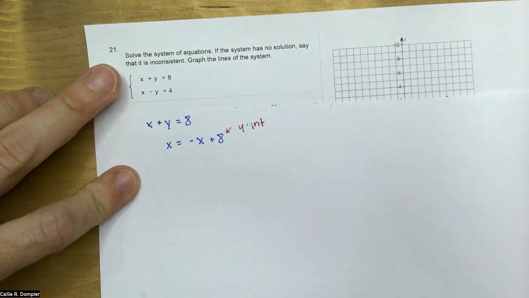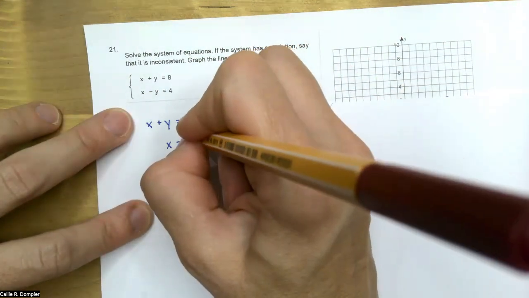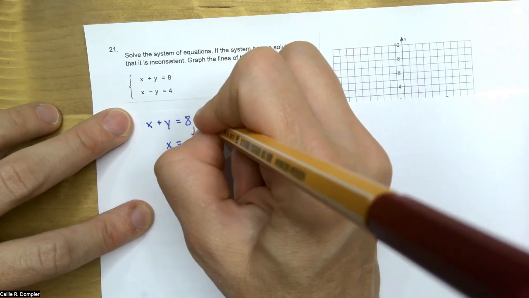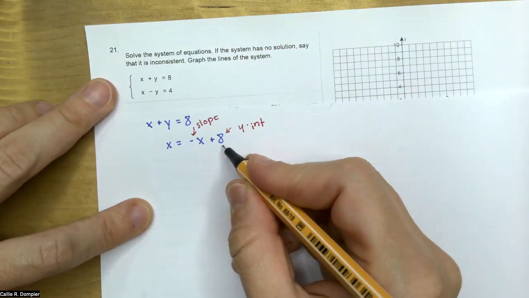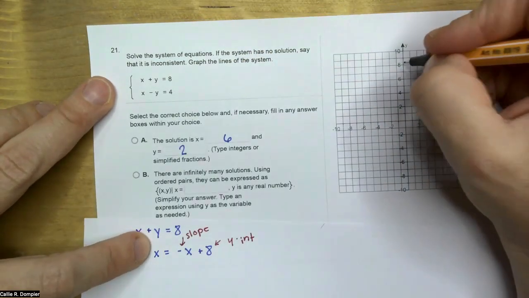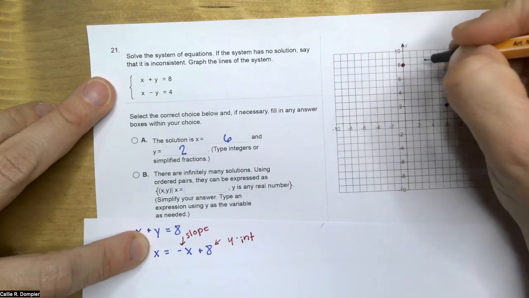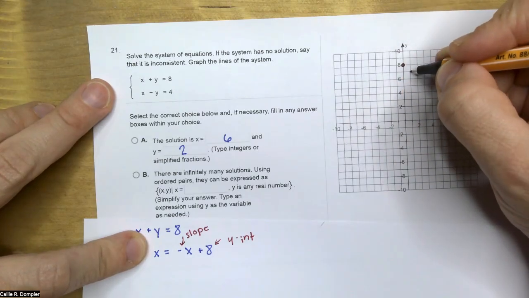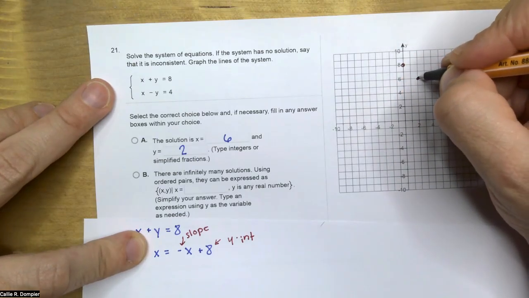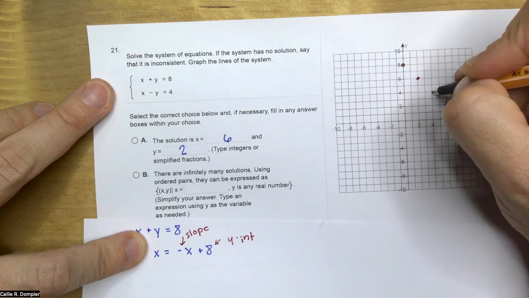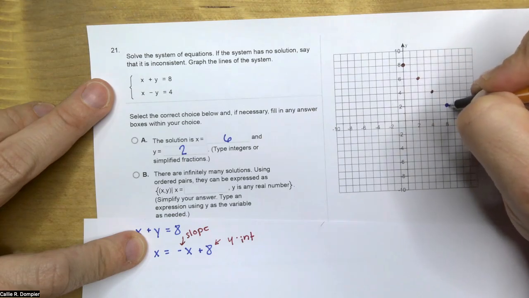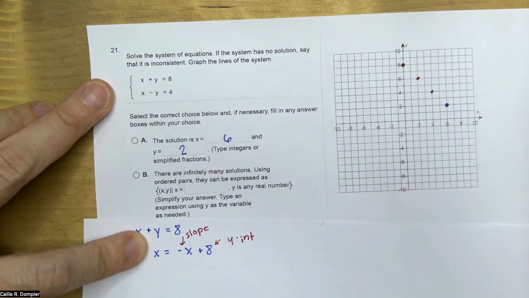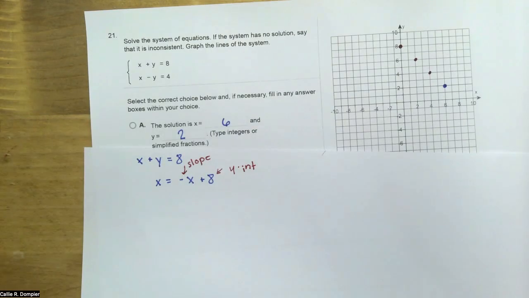It's been a while since we've graphed. And then this is my slope. So it's going to cross the y at 8. And then the slope is going to be down 1 over 1, down 1 over 1, down 1 over 1, down 1 over 1. And we see that it does run right into that point that we found that we have chosen as the answer to the system.